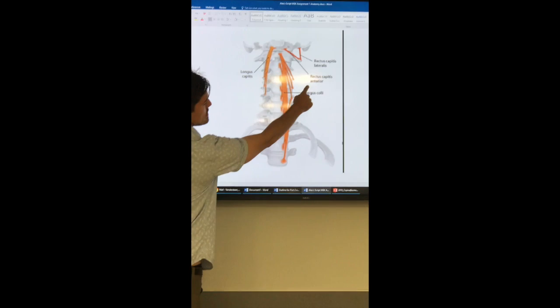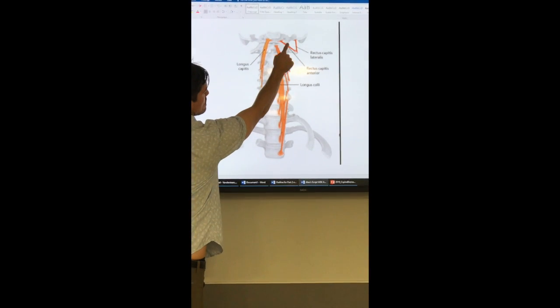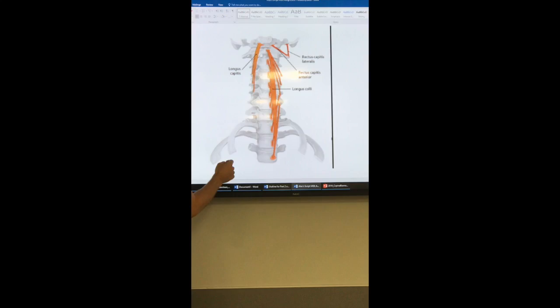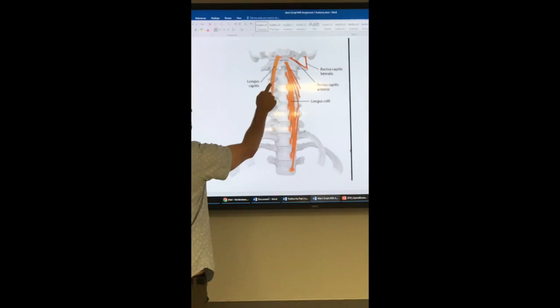The first is the rectus capitis anterior muscle. The second pair of muscles is the longus capitis.